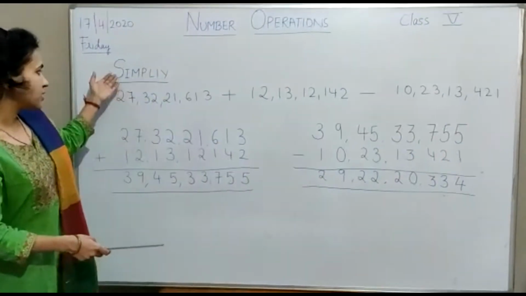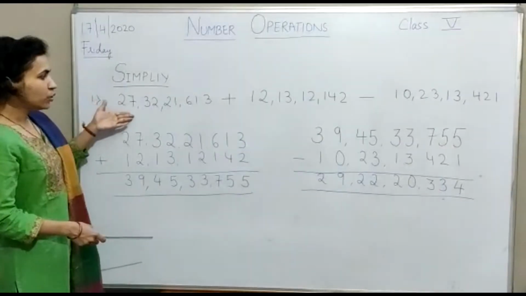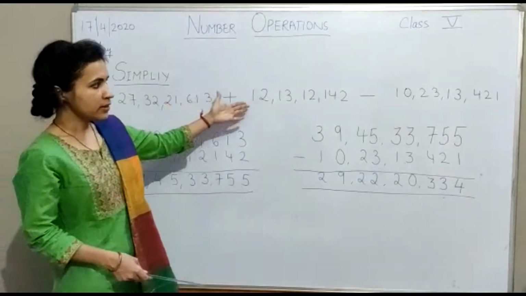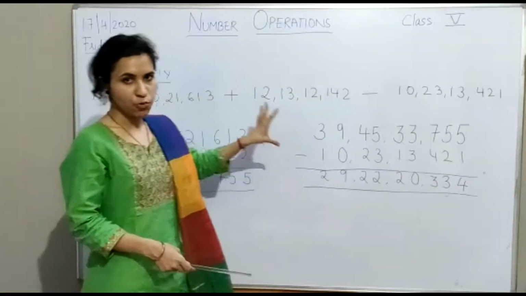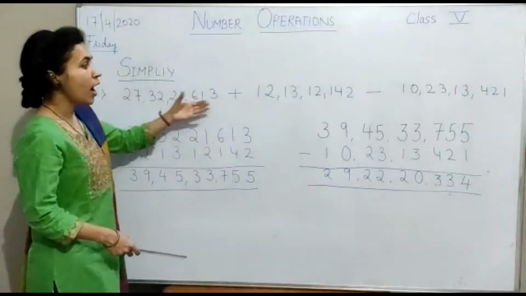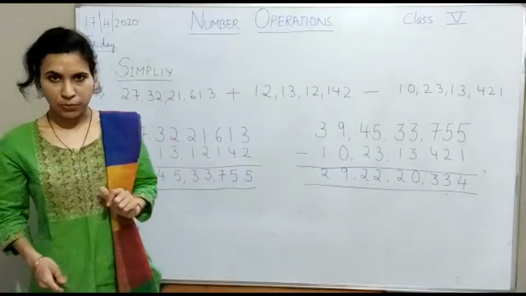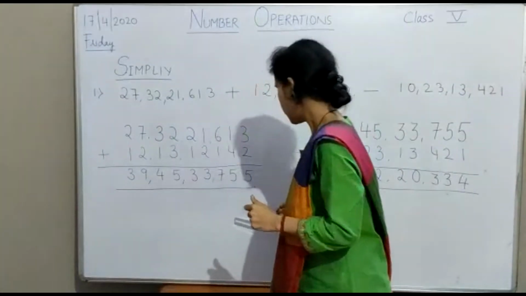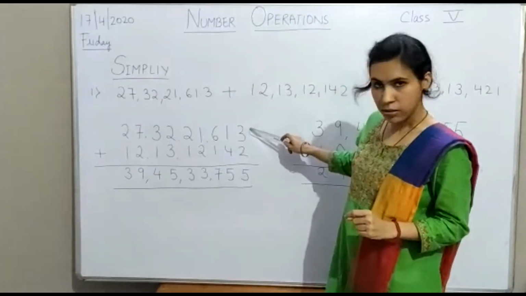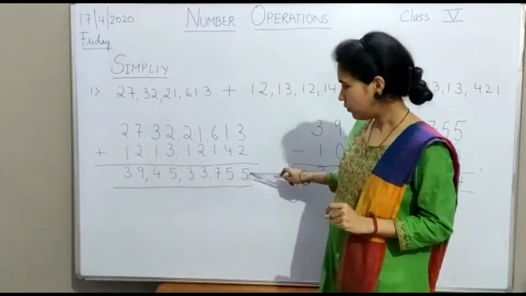Now, the question is simplified. Here, they have given you the addition, the first operation, and the second operation, subtraction, is also given in the same question. So first, we have to add these numbers, and whatever answer comes, we have to subtract from that number. So let's learn it. 3 plus 2 is 5.